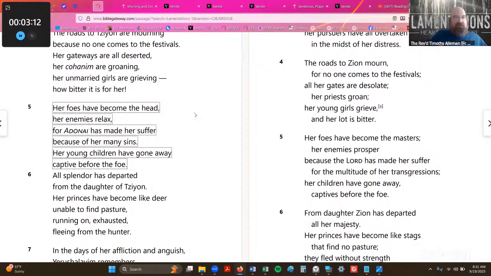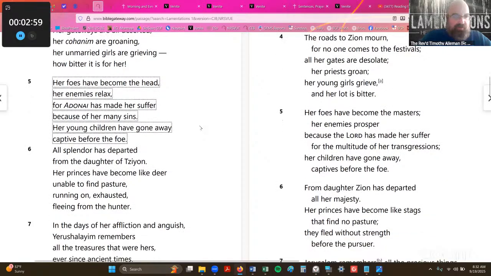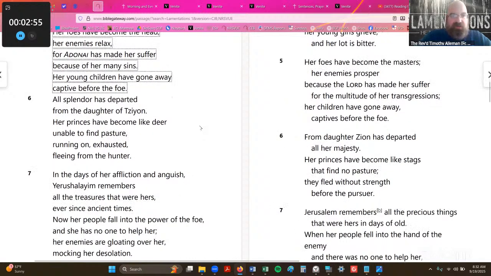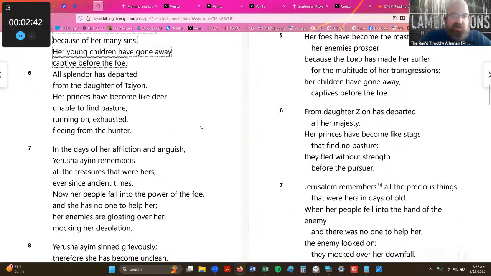Verse 5, her foes have become the head, her enemies relax. For Adonai has made her suffer because of her many sins. Her young children have gone away captive before the foe. All splendor has departed from the daughter of Zion. Her princes have become like deer unable to find pasture, running on, exhausted, fleeing from the hunter.